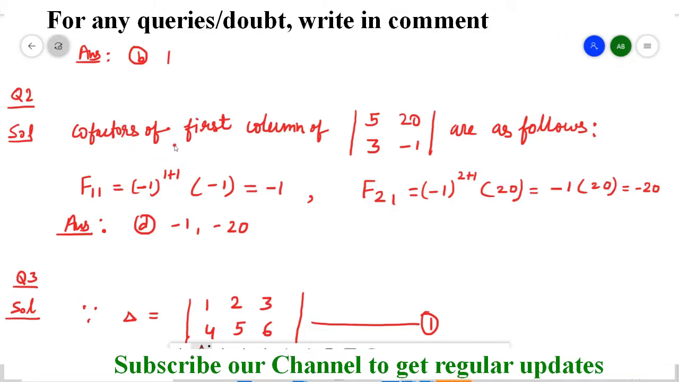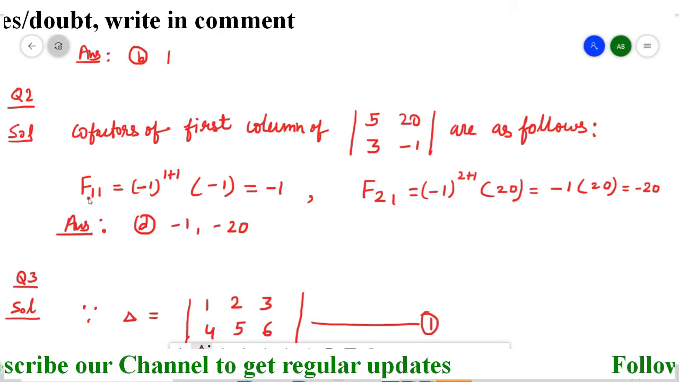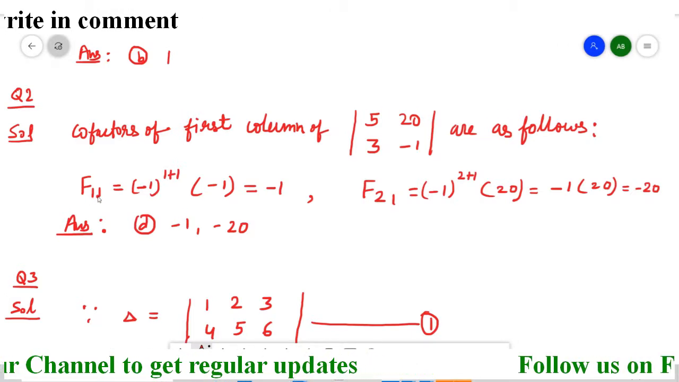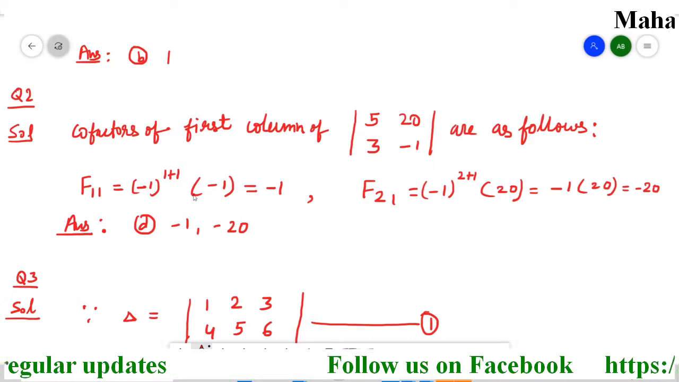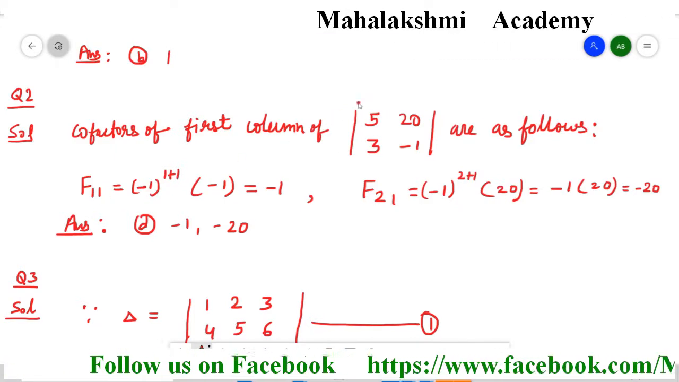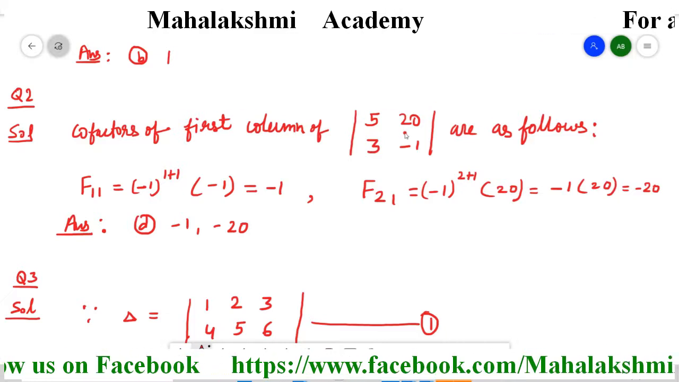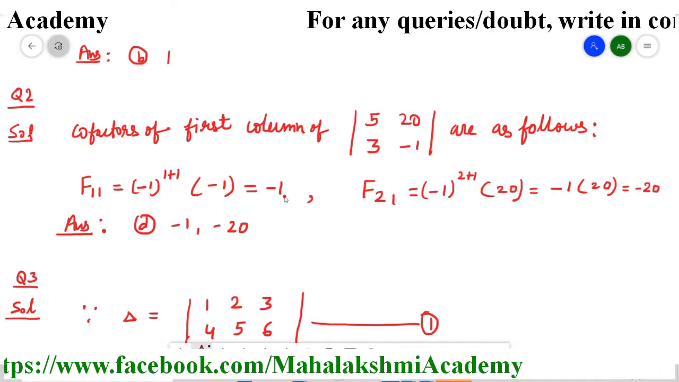Since we are finding the cofactors, the cofactor notation we usually use is F here. So F11 is the cofactor of the first element of the first column. Since here we have 1 1, that's why minus 1 to the power 1 plus 1. When we cross it, we remain with minus 1. So I wrote here minus 1. When we simplify, we get minus 1 here.